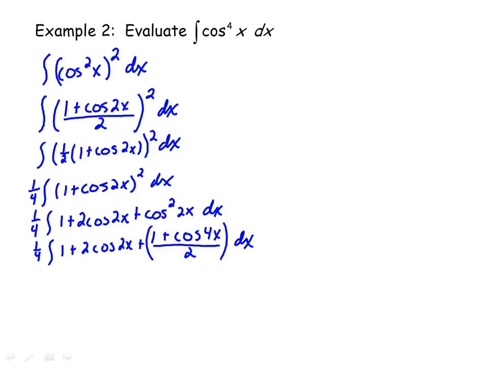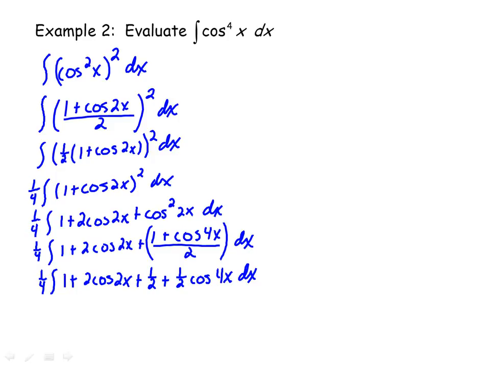Dang, I'm going to have a fraction again. That's just a pain in the hind end. But we can fix it. Can we not? Let's see what we want to do here. We have 1/4 times the integral of 1 plus 2 cosine 2x plus. How did we write it a while ago? 1/2 plus 1/2 cosine 4x dx. Is that the same thing? That's one of the ways that we wrote it a while ago, right?